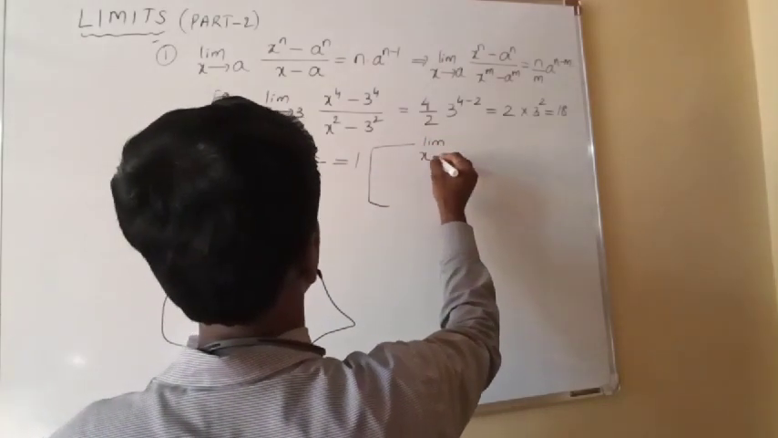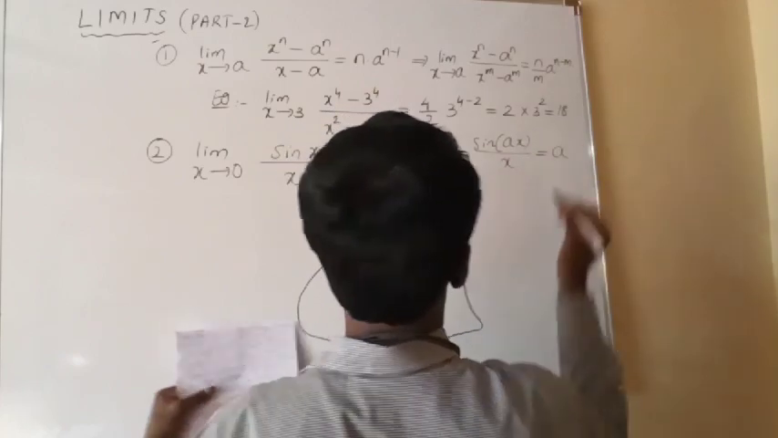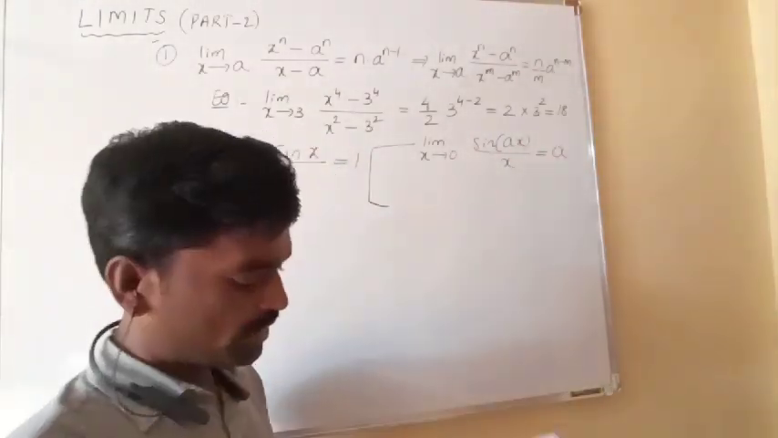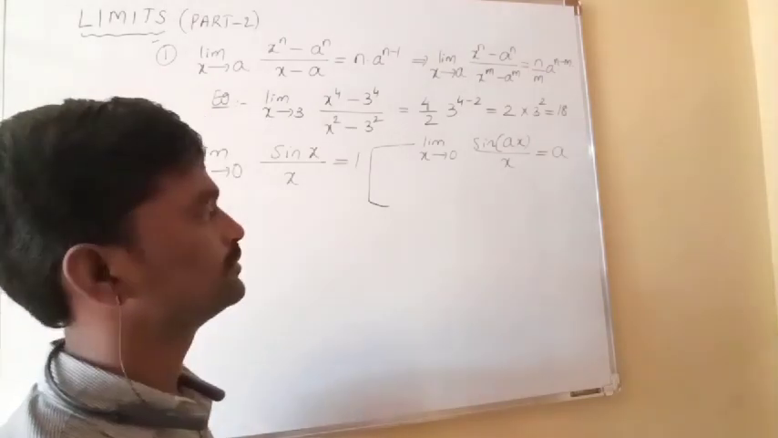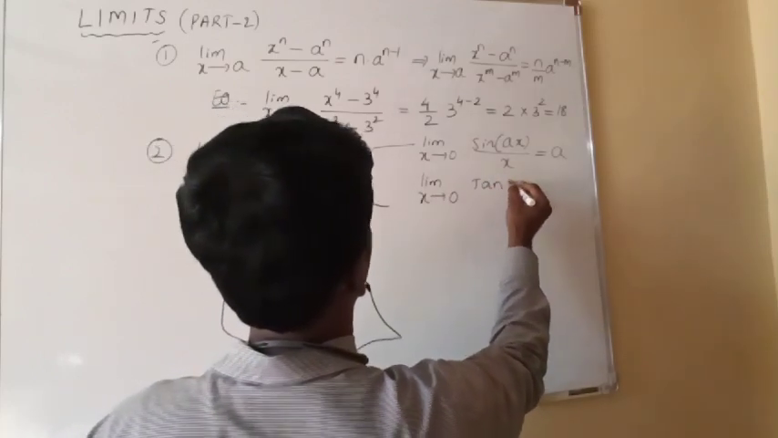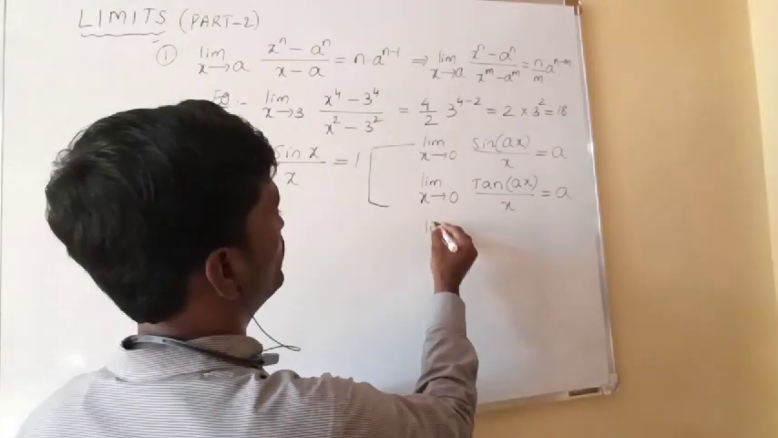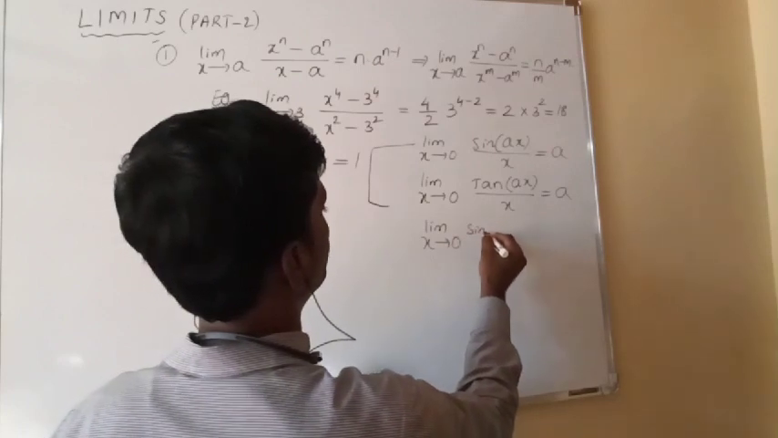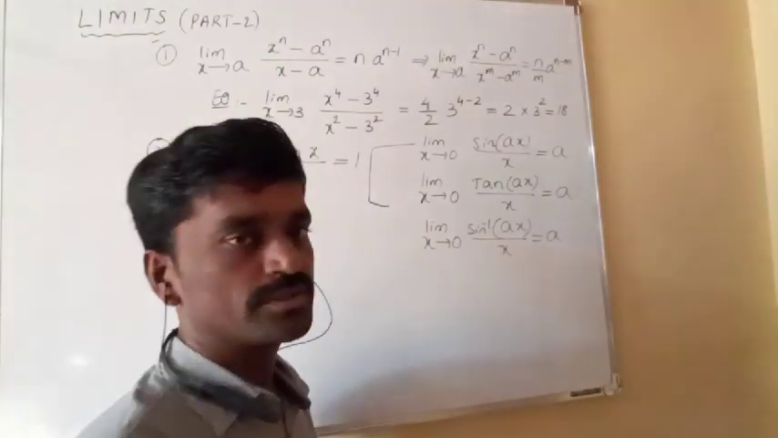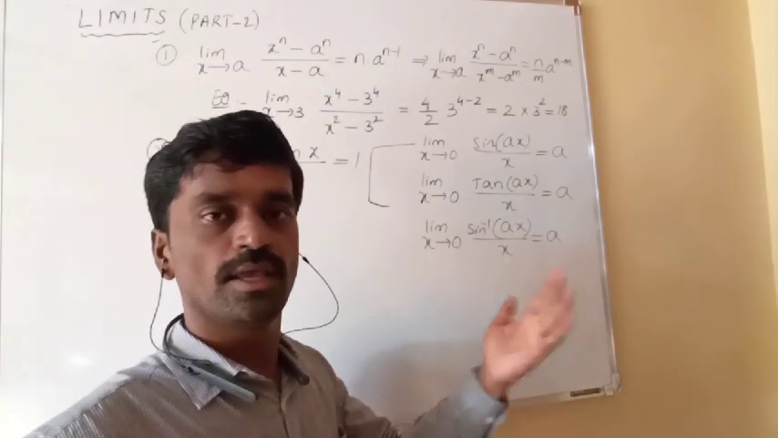So limit x tends to 0, sin of ax by x is equal to a. Just here, what is the x coefficient? That is the answer. How did we get this answer? Just by multiplying and dividing with a. Similarly, limit x tends to 0, tan of ax by x is also equal to a. Next, limit x tends to 0, sine inverse of ax by x is also a. Similarly, limit x tends to 0, tan inverse ax by x is also a.